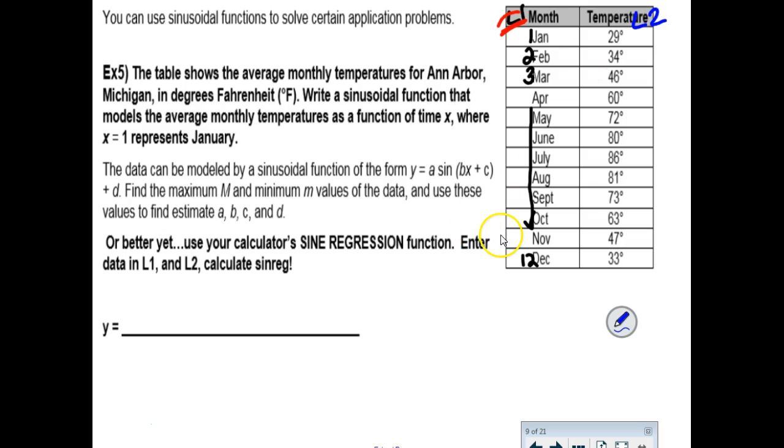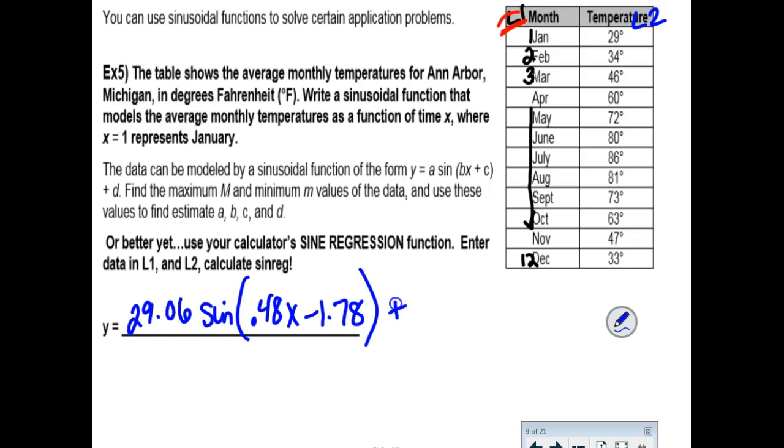Oh, I promised you this, didn't I? The formula, it doesn't tell us where to round. Let's just go to the 100th. So it was 29.06 sine of 0.48 times x minus 1.78, plus 55.83. All right.